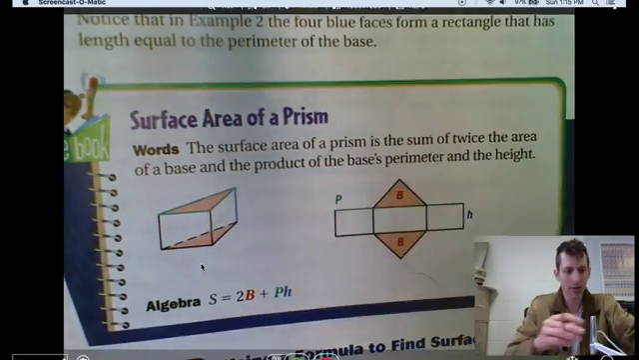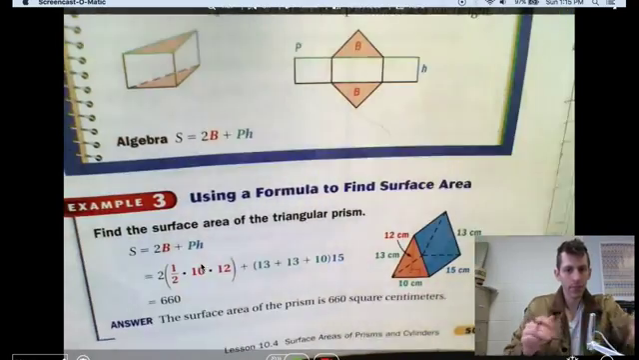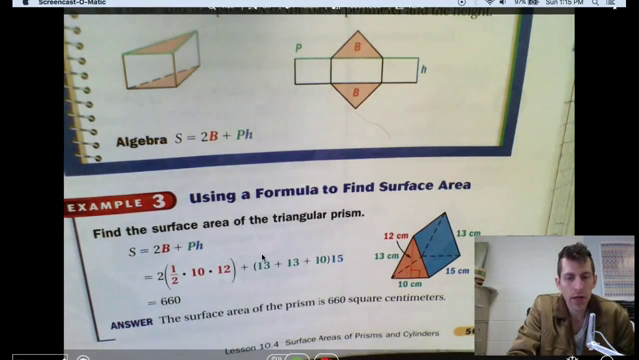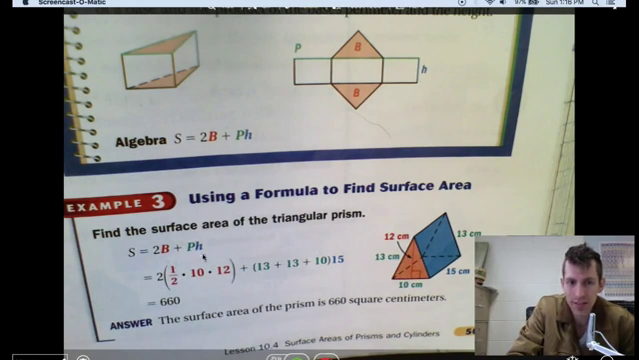Cool. All right, so check this out. See if we can do this example here. Maybe I'll use my mouse for a second. Find the surface area of a triangular prism. So you're going to write the formula out. B stands for the area of the base. The base in this prism is this orange triangle. Triangles we know. Area of a triangle is 1/2 base times height. 10 times 12 is 120. Half of 120 is 60. 10 times 12 times 1/2 gives you 60 for the base of that.